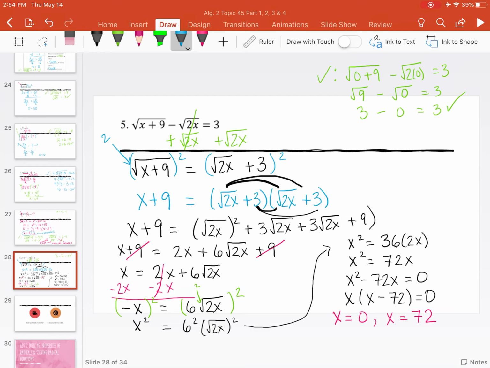Let's try the other value. If we plug in 72, we have the square root of 72 plus 9 minus the square root of 2 times 72 should equal 3. Now 72 plus 9 gives me the square root of 81, minus 2 times 72 gives me the square root of 144. When I simplify those radicals, I get 9 minus 12 equals 3, which is incorrect. It equals negative 3. So 72 is not an answer, it is extraneous.